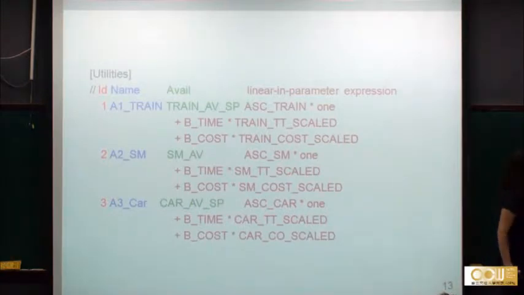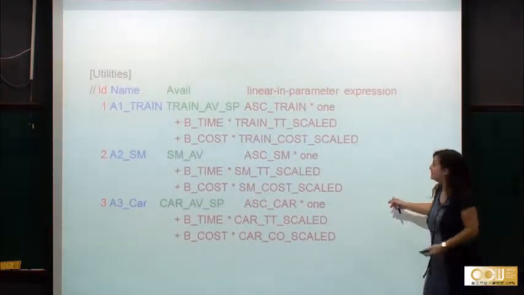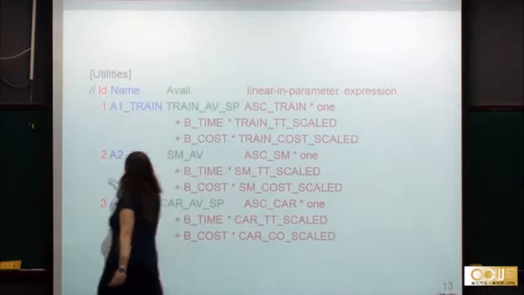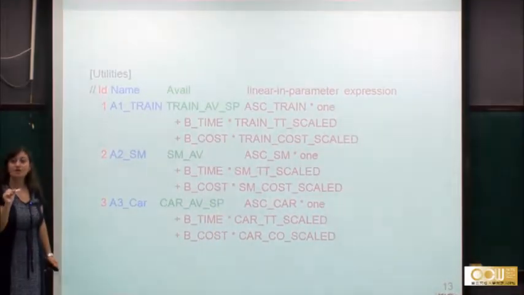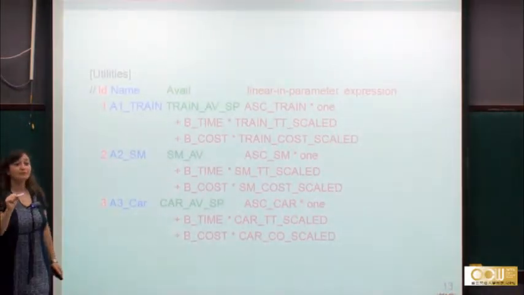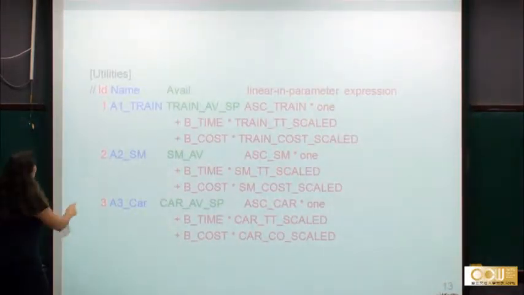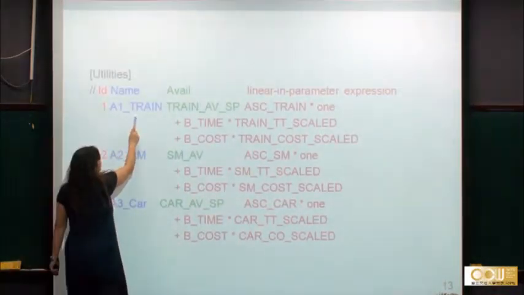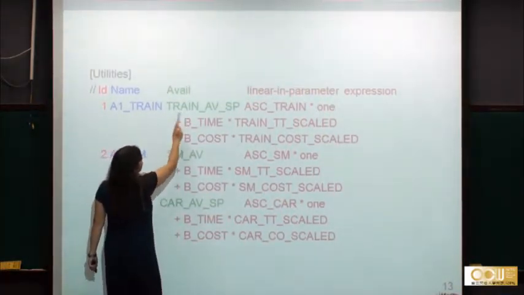Here the utilities are the column, right? Because alternative 1, this is the utility. Here you needed to give it an identification, and this number is the same number that is in the choice. If in the choice the train is identified with 1, you needed to give it 1 here. So the identification, the name of the alternative, the availability.